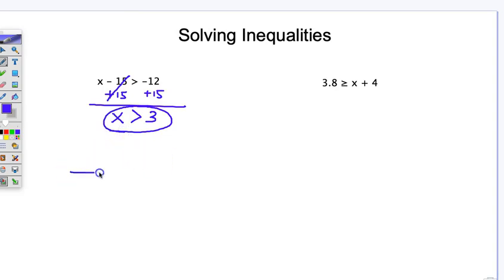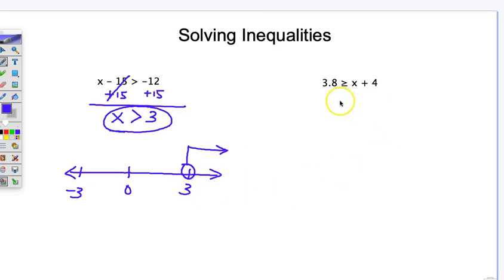So once again, we do have to supply that graph as well. Always show me where 0 lies. Positive 3 is to the right of 0. Negative 3, of course, is to the left of 0. X is greater than 3. And again, we need an open circle at 3. And our answer lies somewhere to the right of 3.